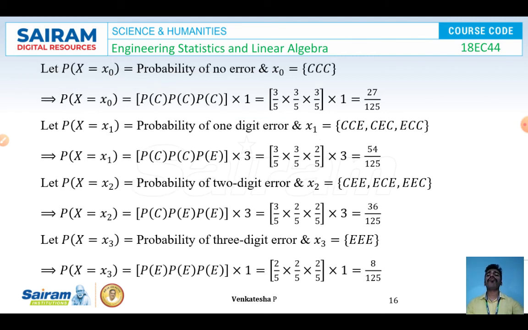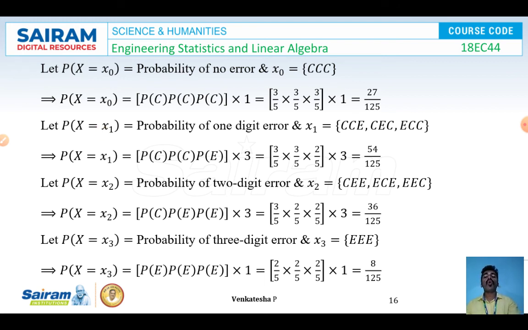Now I'm going to find all the probabilities. Let P of X equal to x0, the chance of having no error. For x0 we have CCC, so only one outcome. The calculation of P of X equal to x0 is P of C times P of C times P of C times 1, where 1 is since I have only one possibility. So it is 3 by 5 into 3 by 5 into 3 by 5 into 1, which gives 27 by 125.